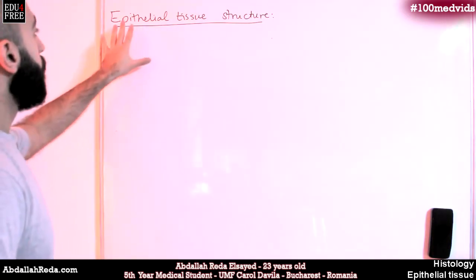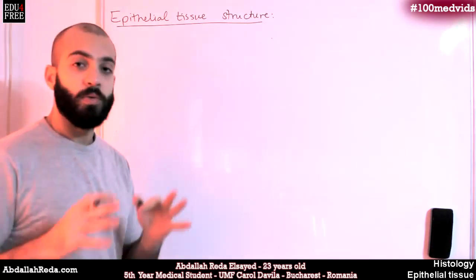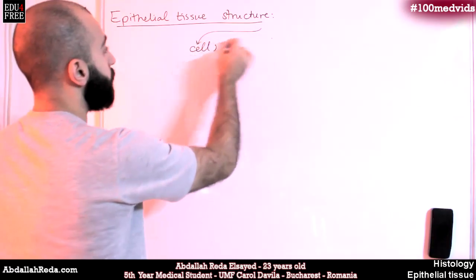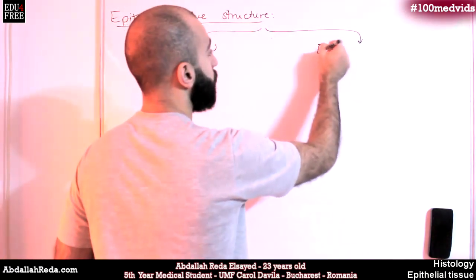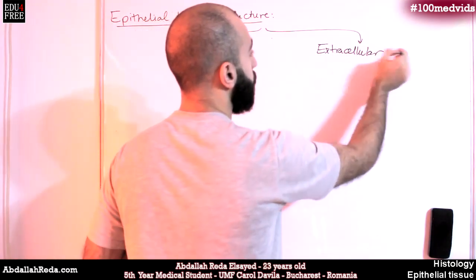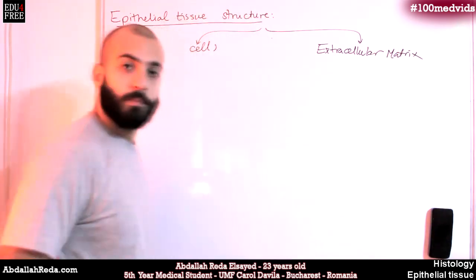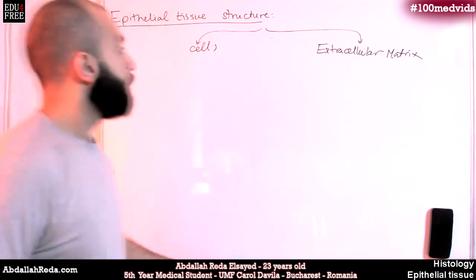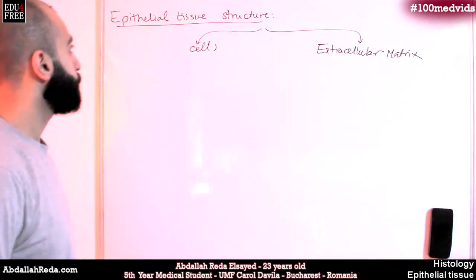First of all, the epithelial tissue mainly consists of two things. We've got the cells and we have the extracellular matrix. The cells and the extracellular matrix.